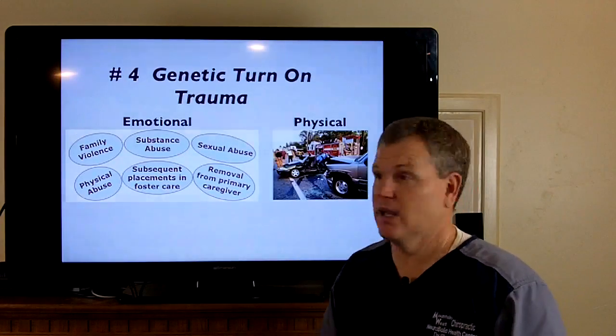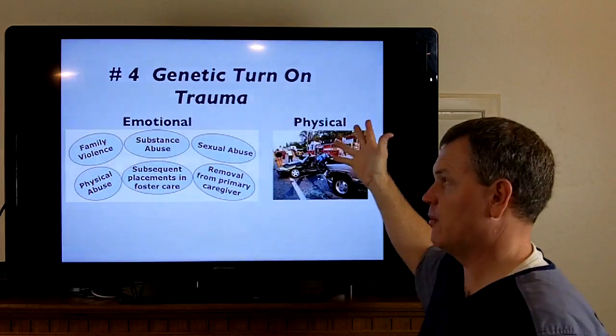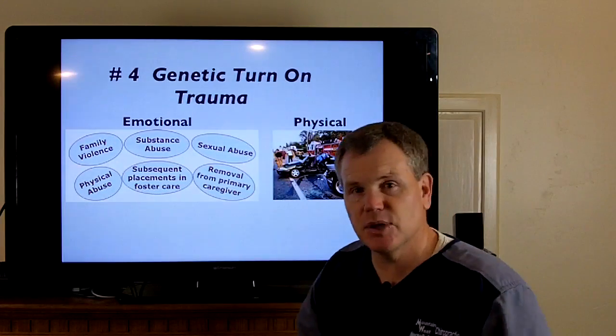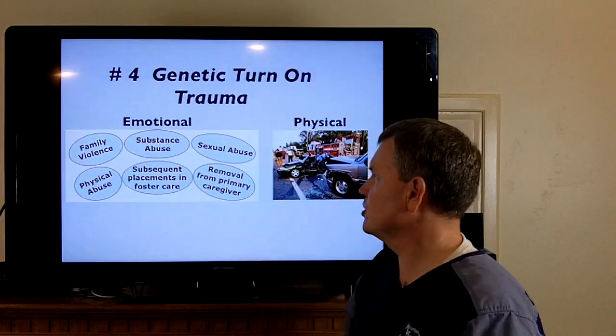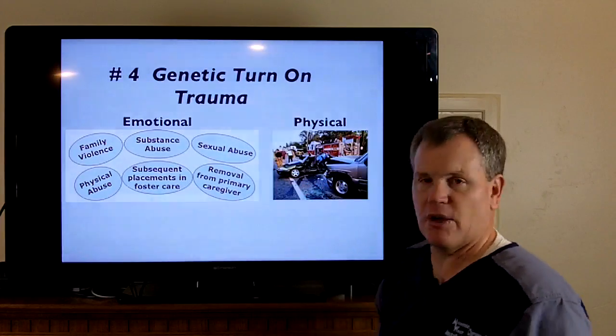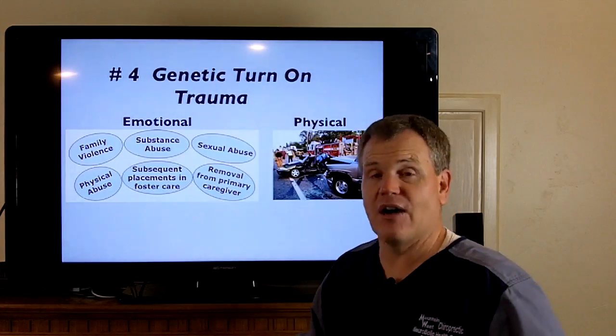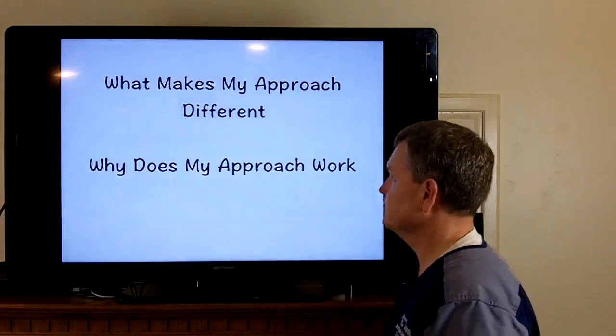Trauma is another big one. Now it can be emotional trauma or it can be physical trauma. Emotional trauma like substance abuse, physical abuse, sexual abuse, things of that nature, but also physical trauma like car accidents, injuries, things like that can just set off that autoimmune condition.